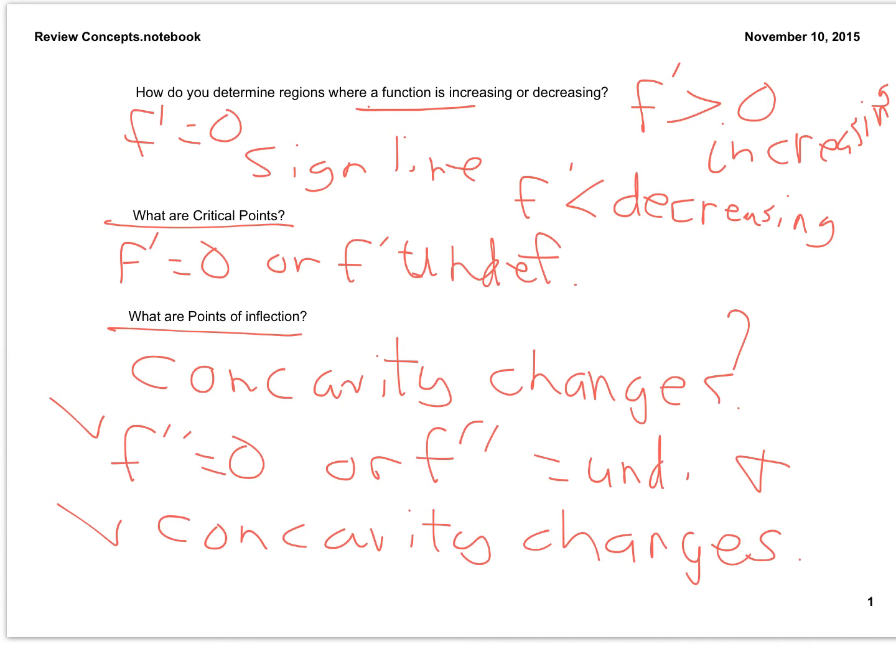To be a critical point, all you have to have is where the first derivative is 0 or undefined. That's the big difference between them. One's first derivative, one thing has to be true. Points of inflection are second derivative, and both things have to be true.